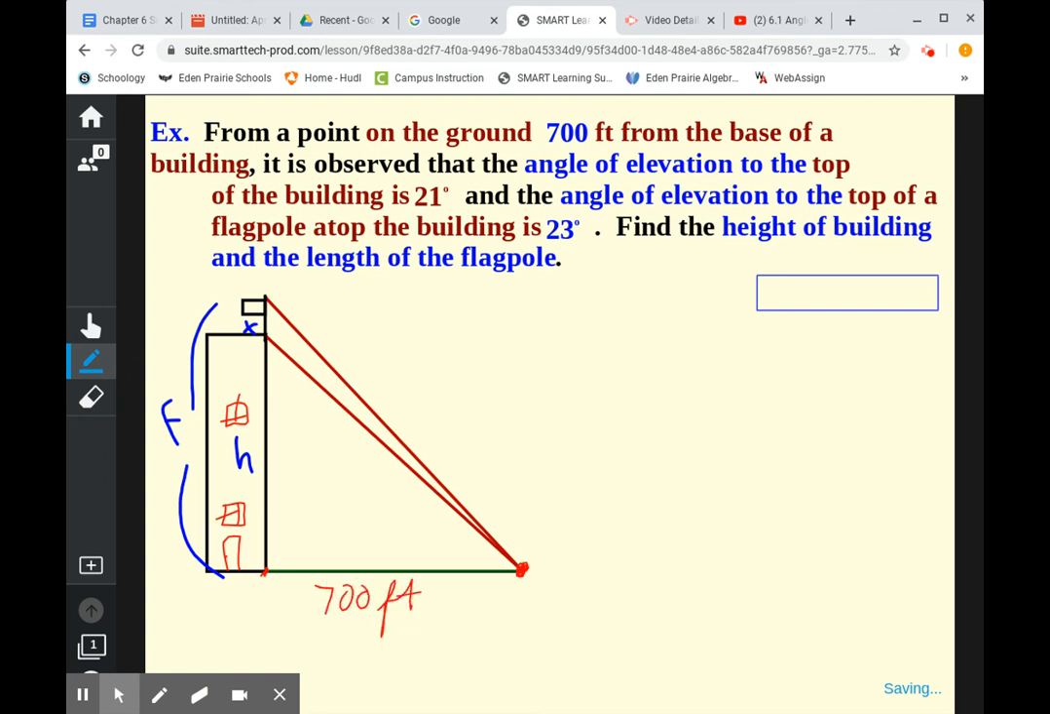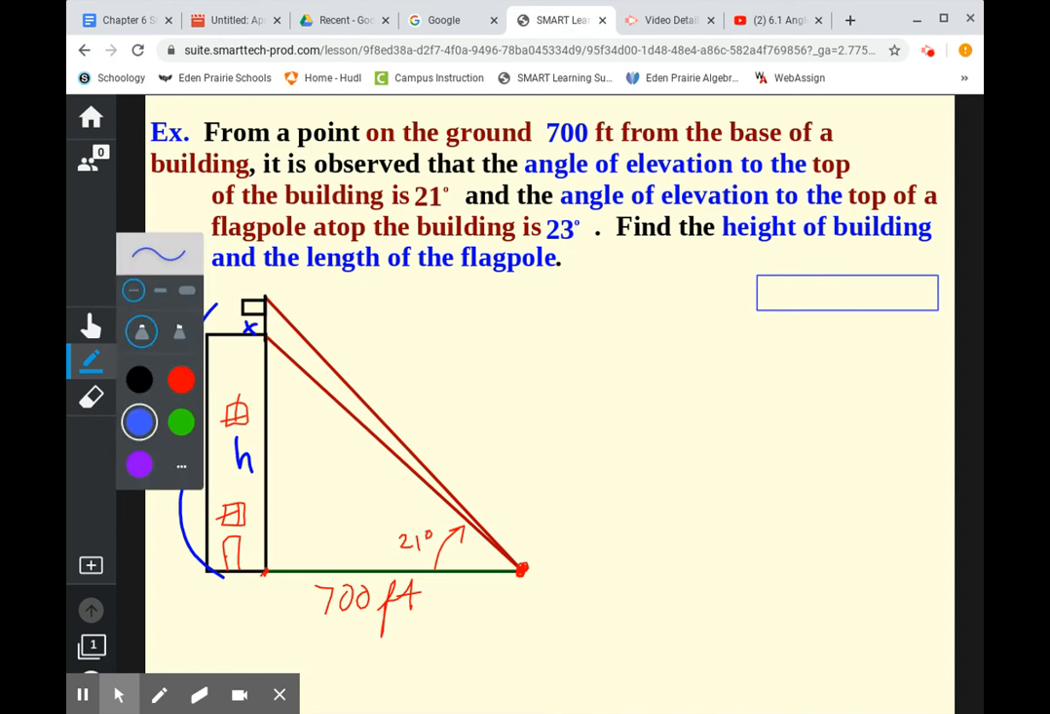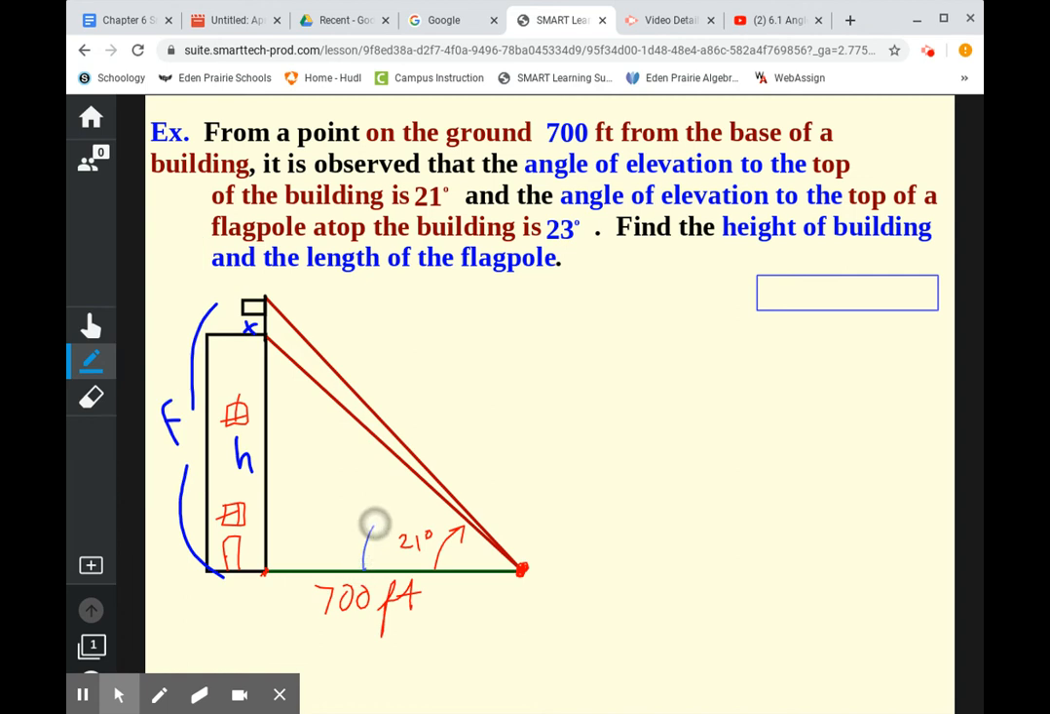It is observed that the angle of elevation to the top of the building is 21 degrees. So there's two angles here. This inside angle, that is 21 degrees. An angle of elevation to the top of the flagpole atop the building is 23 degrees. So to the top of the flagpole, that will be this bigger angle here. So there would be 23 degrees.